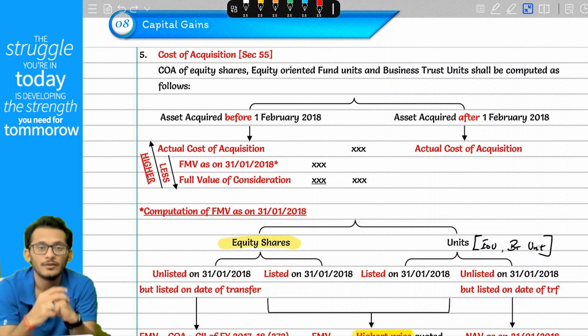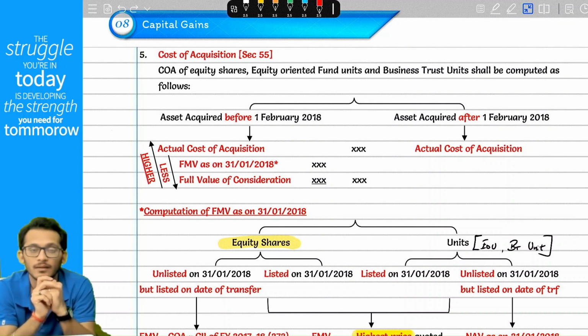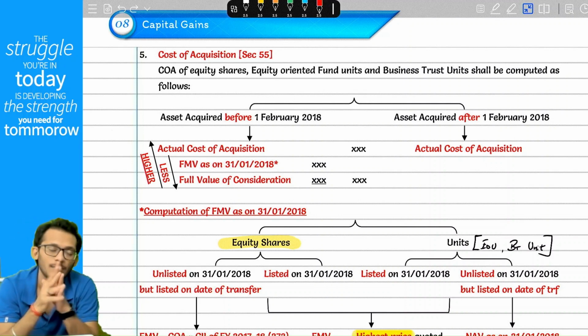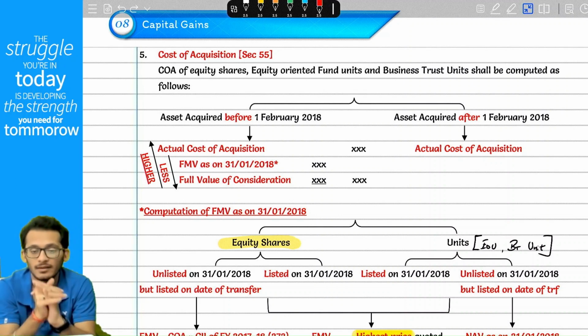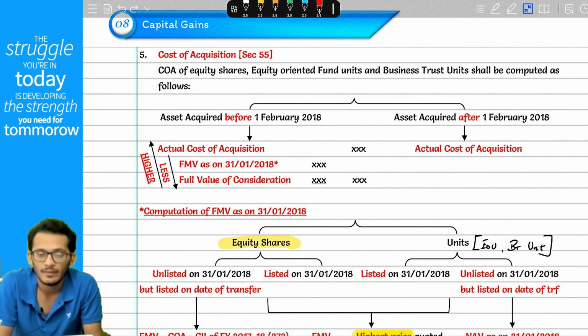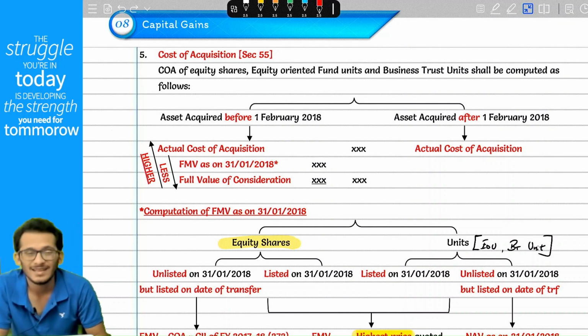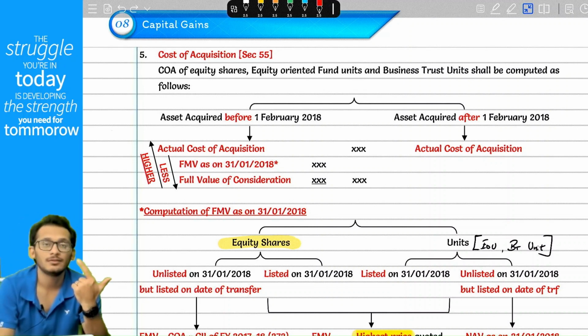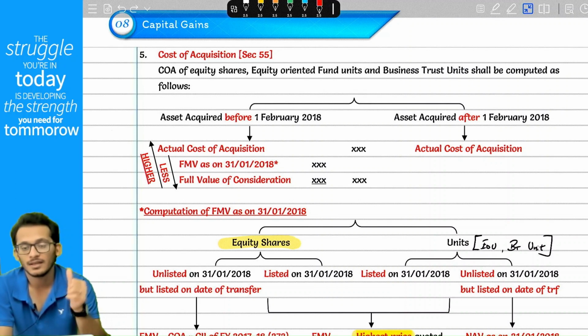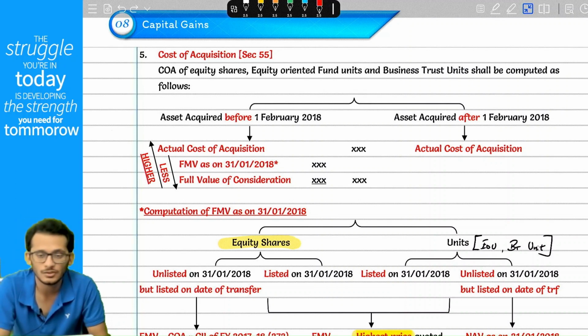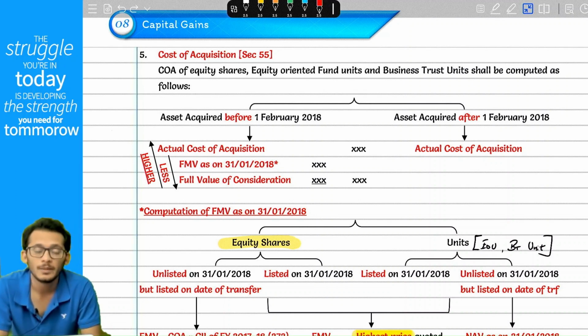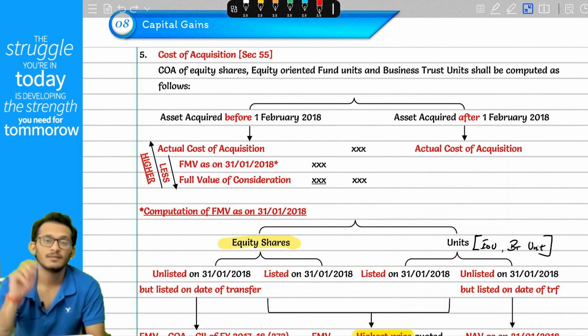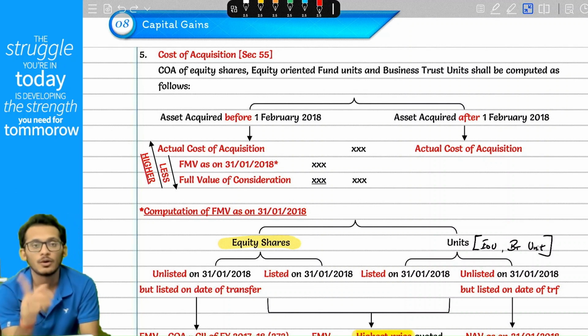But the most important thing in this is your cost of acquisition. Income tax says that if you have a long-term capital asset covered under 112A, and it was acquired before 1st February 2018, then you need to take the actual sale value or FMV on 31st January 2018, whichever is lower. Compare it with the actual cost, whichever is higher. This value will now become your actual cost of acquisition. So whatever is your sale value, you can reduce this new cost of acquisition from it.